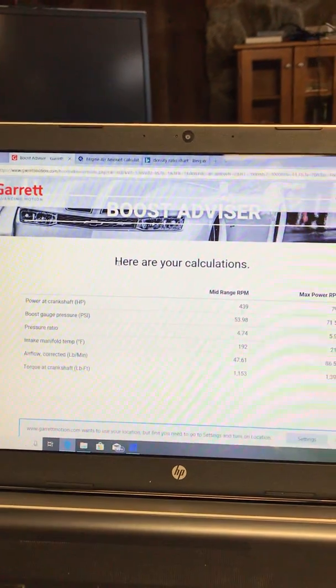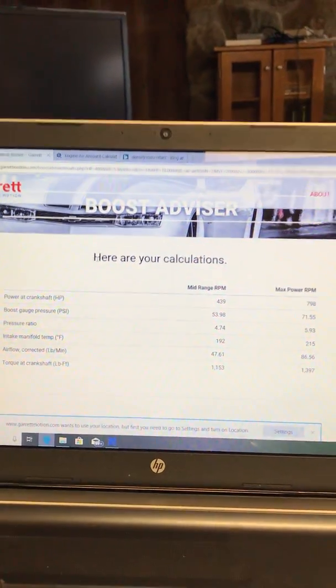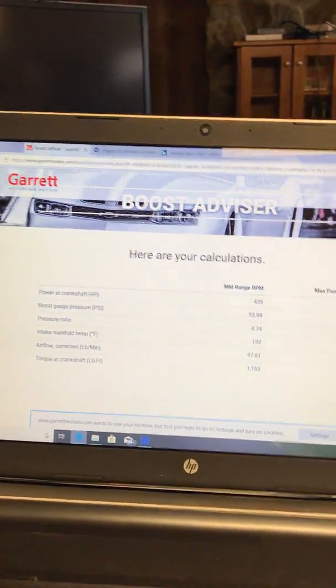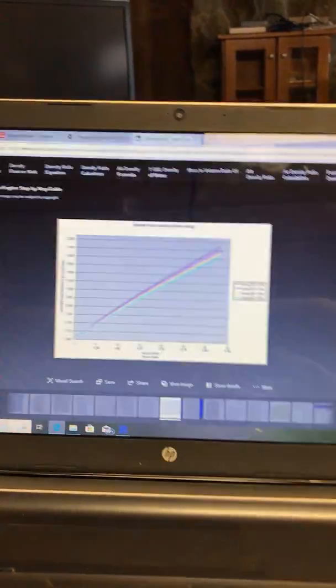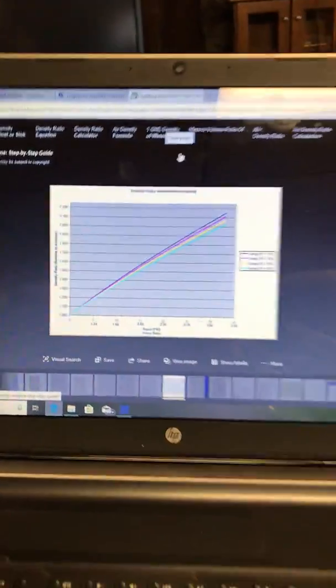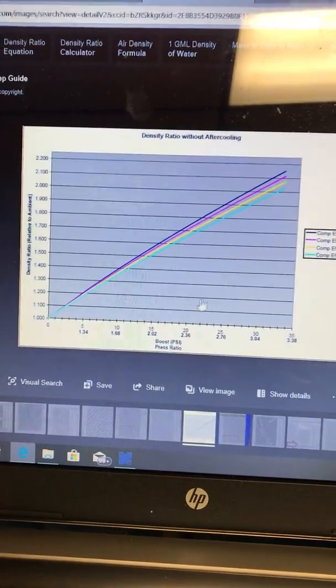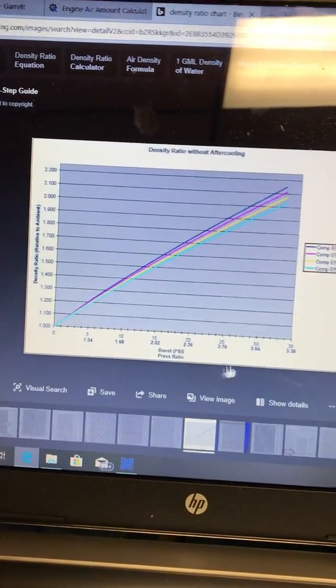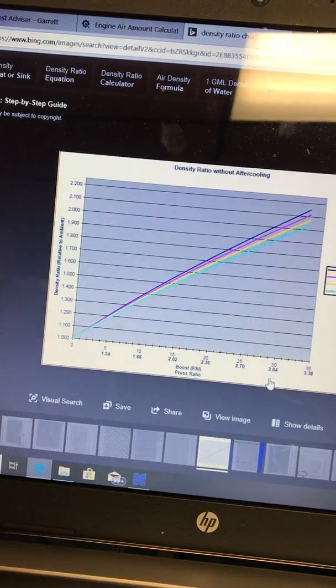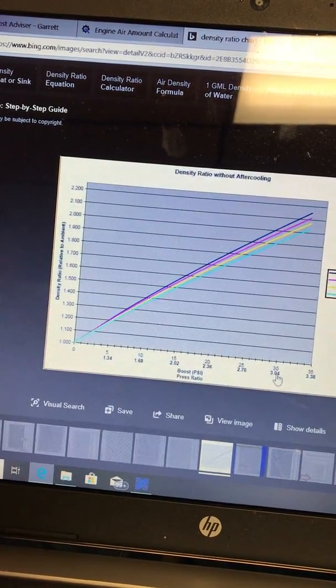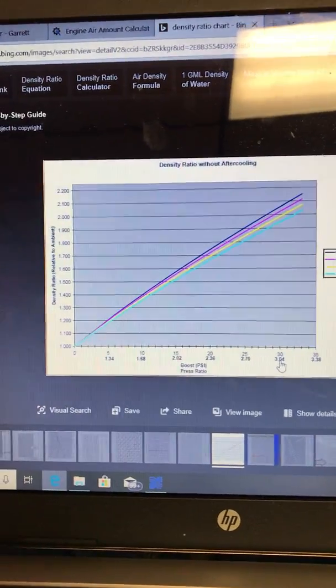The more the molecules move, the more space is in between them, thus the air becomes less dense. So let me go to this density ratio chart, and this is one of the things that we completely blew off in the last video. So let's say I got my 475 and it's putting out 30 pounds of boost, which is about 3.04 pressure ratio.